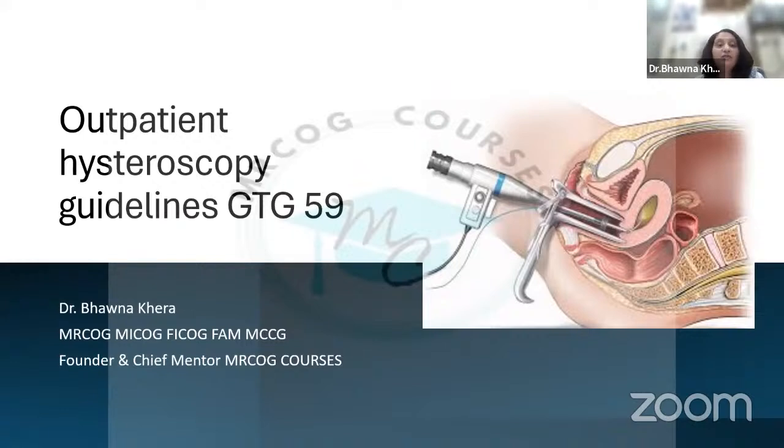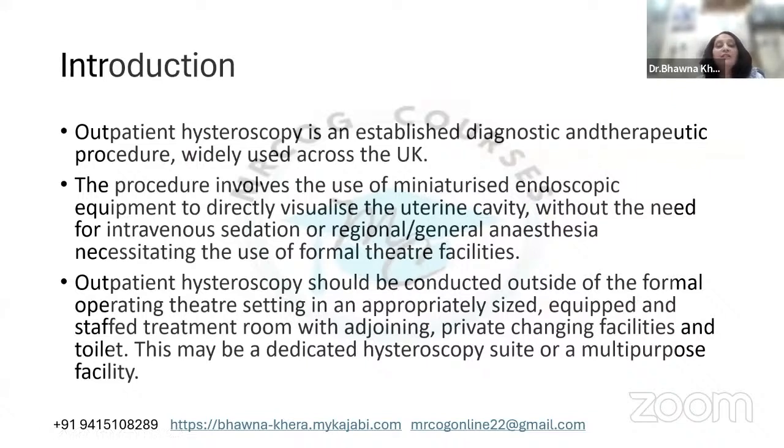So here we start with the guideline, outpatient hysteroscopy guidelines, that is GTG 59. First, let me start with the introduction. Outpatient hysteroscopy is an essential diagnostic and therapeutic procedure widely used across the UK. The procedure involves the use of miniaturized endoscopic equipment to directly visualize the uterine cavity without the need for intravenous sedation or regional or general anesthesia, necessitating the use of formal theater facilities.